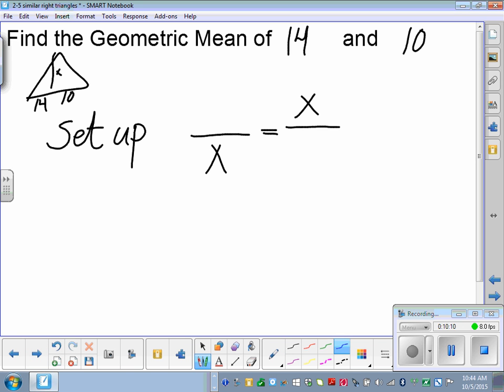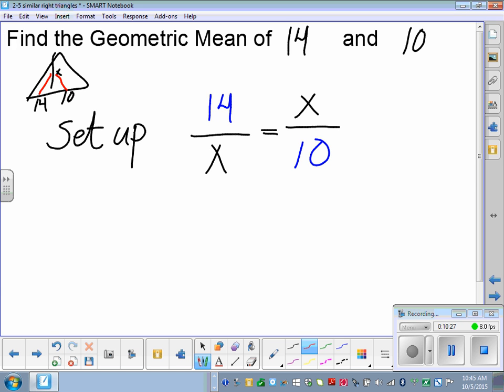Your triangle will look like this, but you're not always going to be given the triangle. So you do 14 and 10. Now let's solve. Now once again, that happened because we did 14 over x is equal to x over 10, right? Okay. Now we'll cross multiply and solve.